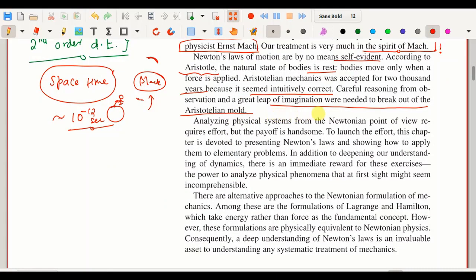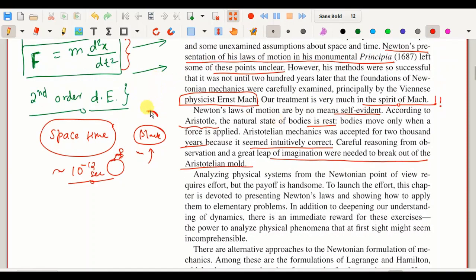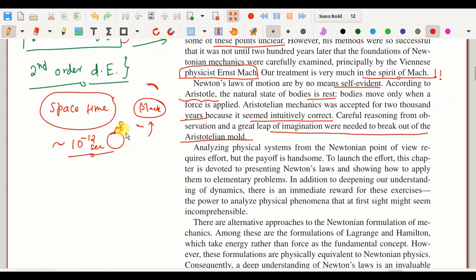Analyzing a physical system from the Newtonian point of view requires effort, but the payoff is handsome. It means that applying the Newtonian equation to solve the second order equation to analyze the dynamics of any system may be very tedious, to solve this differential equation, but it actually gives you whatever you need. Just like in quantum mechanics, it requires very hard work, but it pays off handsomely. It can explain whatever is going on in lithium, helium, and so on.